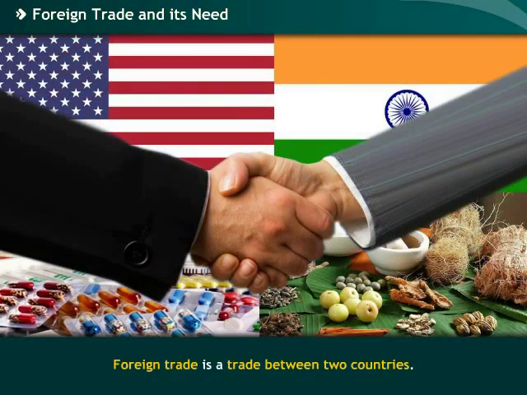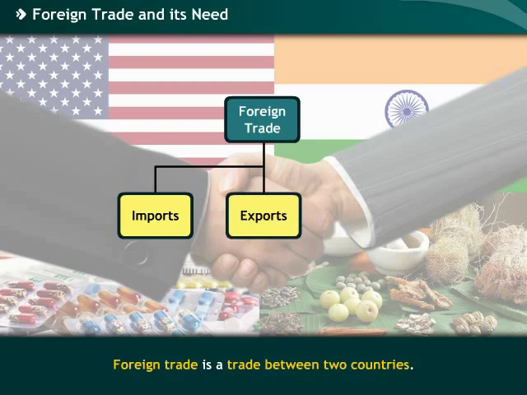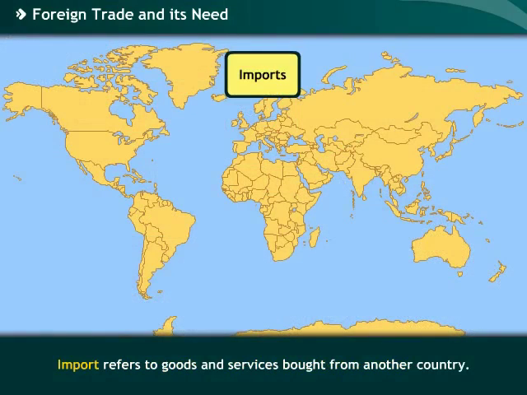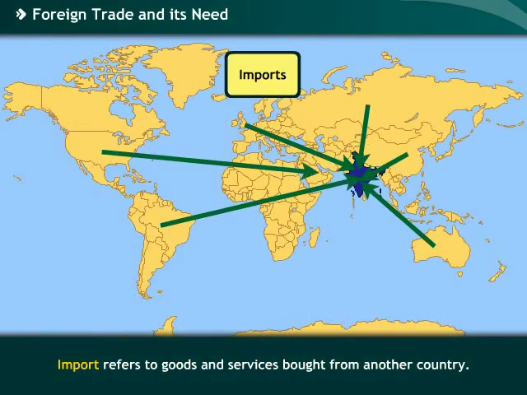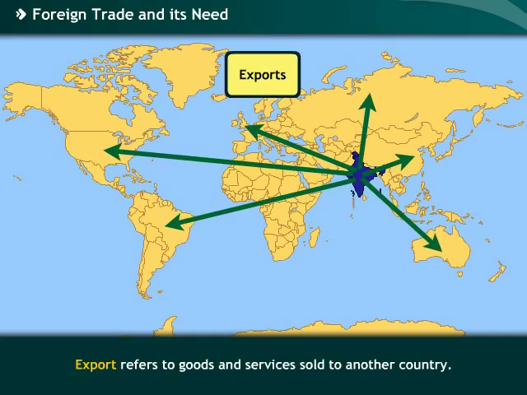The trade between two countries is called foreign trade. It is divided into three types, namely imports, exports, and intraport trade. Import refers to the goods and services bought from another country. Export refers to the goods and services sold to another country for their use.